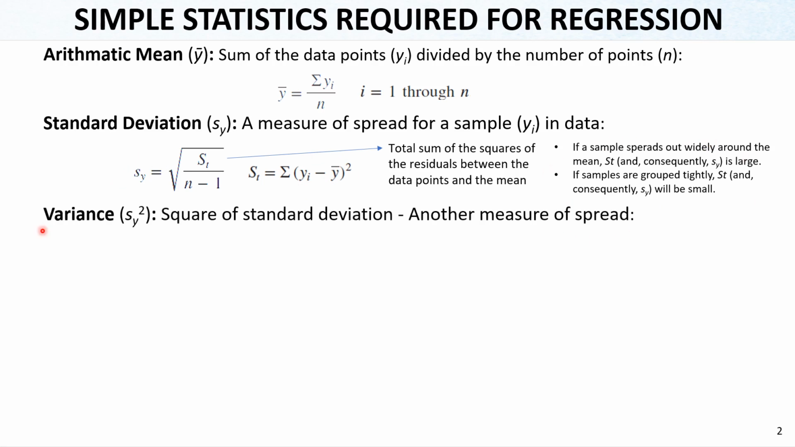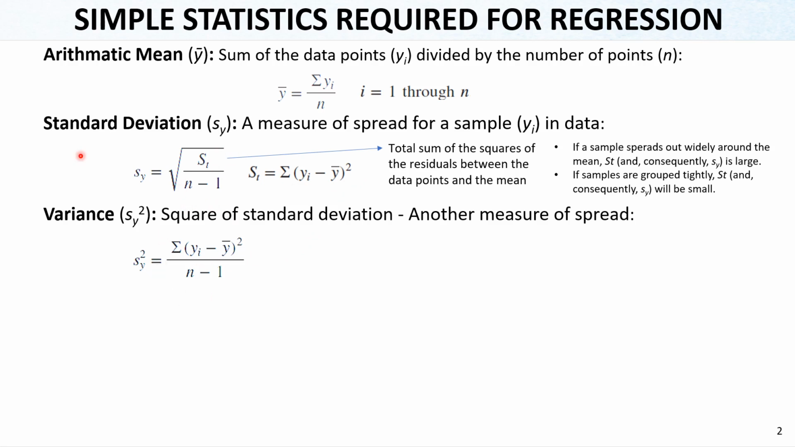And there is also variance. Variance is the square of the Sy or standard deviation, or the opposite is true as well. The standard deviation is just the square root of variance. So this is another measure of spread. And here, this is the formulation. Basically, we have just the square of this, giving us this divided by n minus 1.